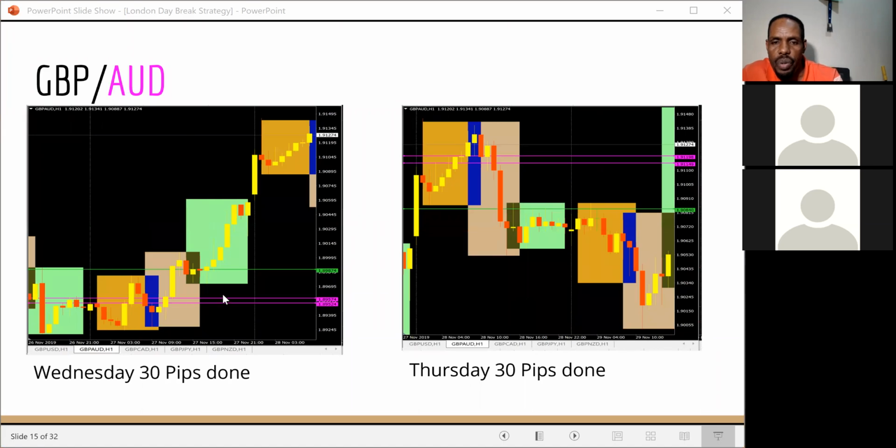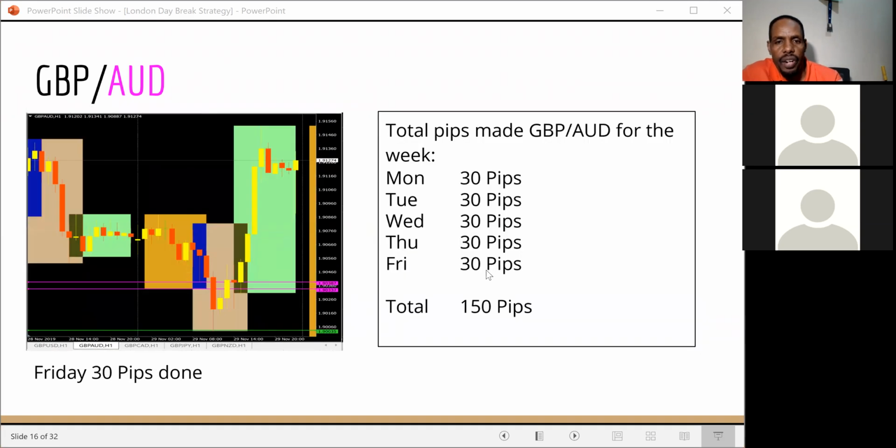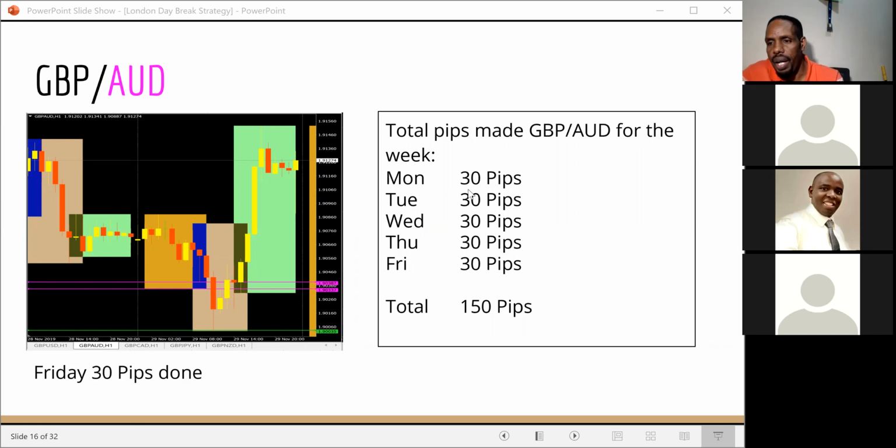Now, the Wednesday, again, we achieved our 30 pips for AUD easily. On Thursday, we again achieved our 30 pips very easily, right here. And on Friday, we again achieved our target very easily. Again, for AUD, great day, we actually achieved our 150 pips for the week.